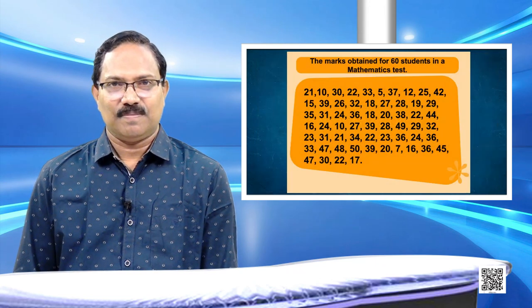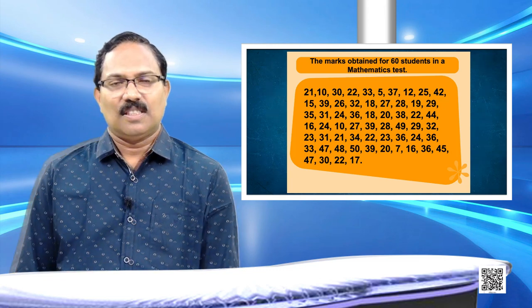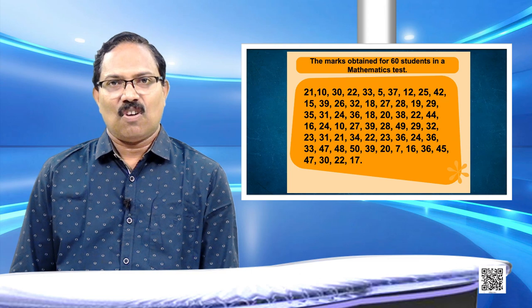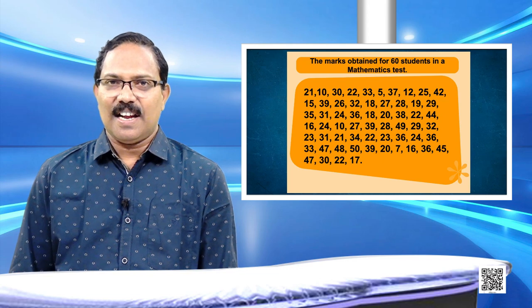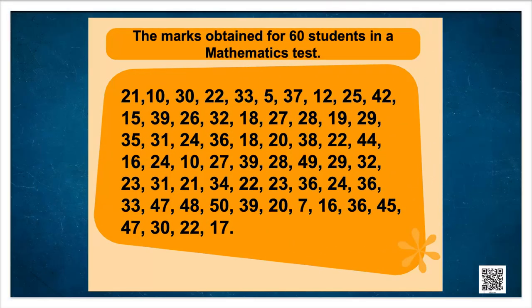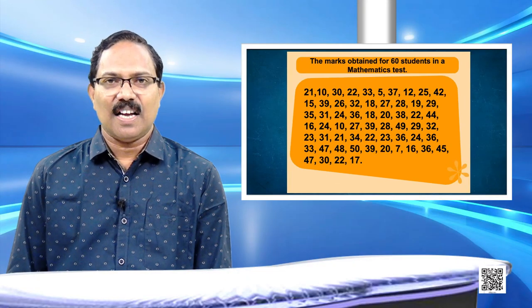Look into another example. The marks obtained by 60 students in a class for the mathematics test out of 50 is given. Look into the given data. It starts from 21, 10, 30, etc. It goes up to 17. This kind of data is called ungrouped data. This is called ungrouped because each item has been shown as a different entity. So, the definition for ungrouped data.